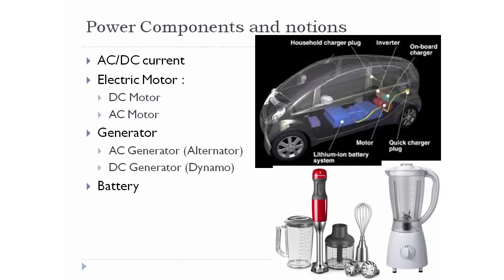Now about electricity first. There are two different types of electricity. The first one is alternating current. The second one is direct current. The motor itself can be divided into those two: direct current motor and alternating current motor. The same goes for generators. They can be divided into two: AC and DC generators. For batteries, most of the time it's direct current.